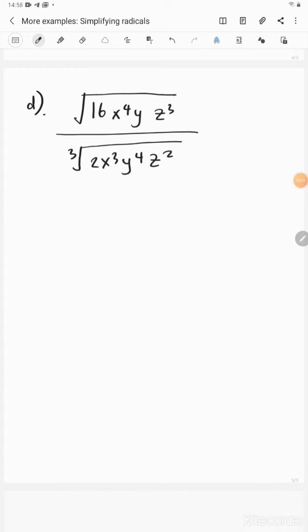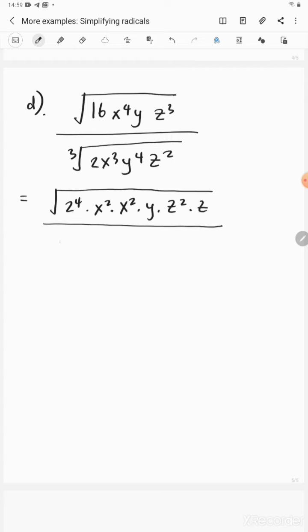Okay, this is example D. The solution is, we start with number 16. 16 is equal to 2 power of 4 multiplied by x power of 2, x power of 2, y, we have z power of 2 and z. And then for the denominator part, we have 2 multiplied by x power of 3, y power of 3 multiplied by y, and then z power of 2.